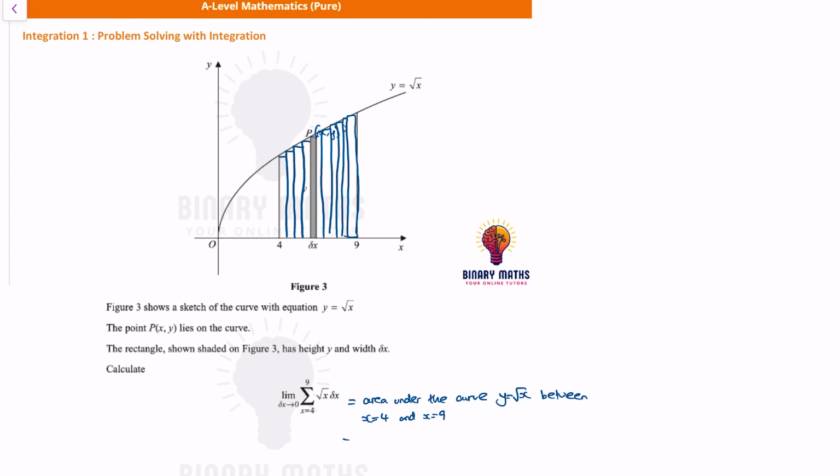Now that is the same thing as integrating with upper limit 9, lower limit 4, root x dx, because the area function is the same thing as integrating the function between those x values, which is the same thing as integrating between 9 and 4 x to the power of a half, because root x is just x to the power of a half, and we need it in index form before we can integrate. Now when we integrate x to the power of a half, we get x to the power of 3 over 2.